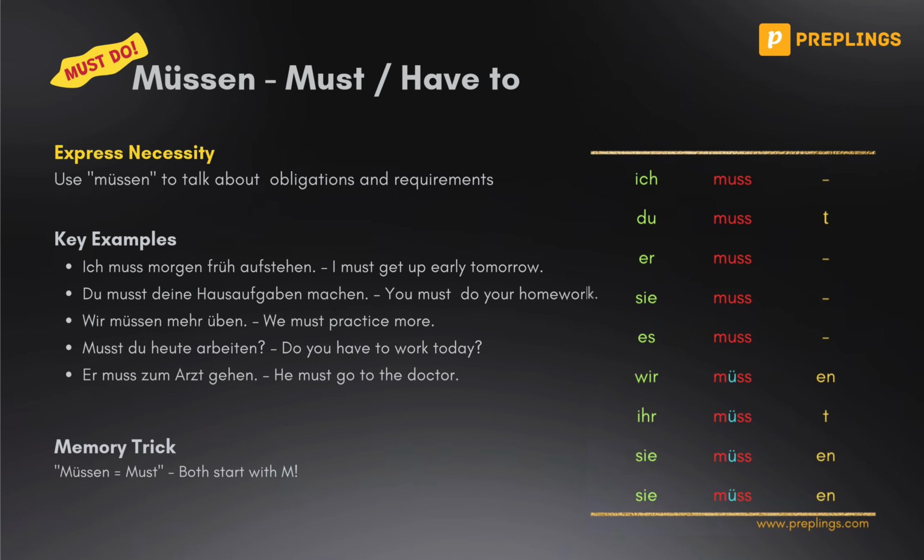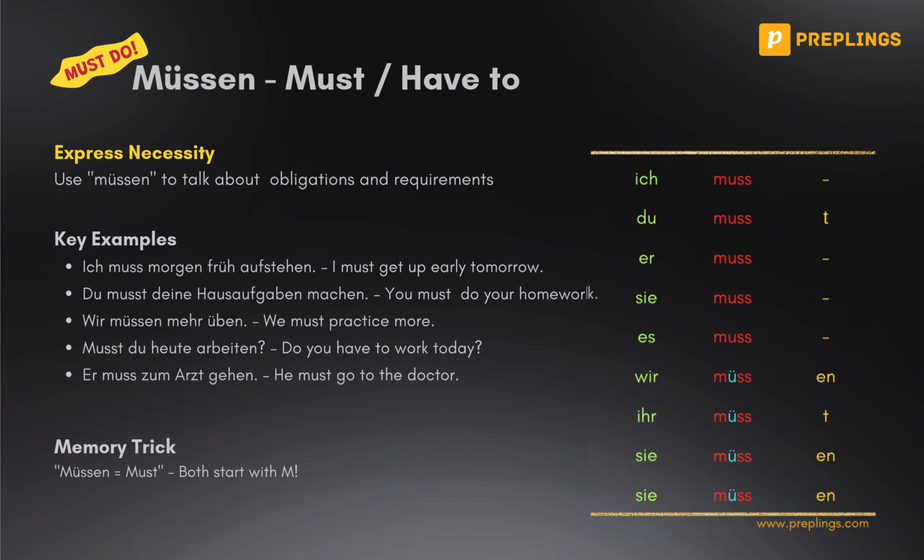The next modal verb is müssen, which means must or have to. We use it when we want to express obligation or necessity. On the right side, you can again see the conjugation table of the modal verb müssen. It is self-explanatory. Let us see some examples.